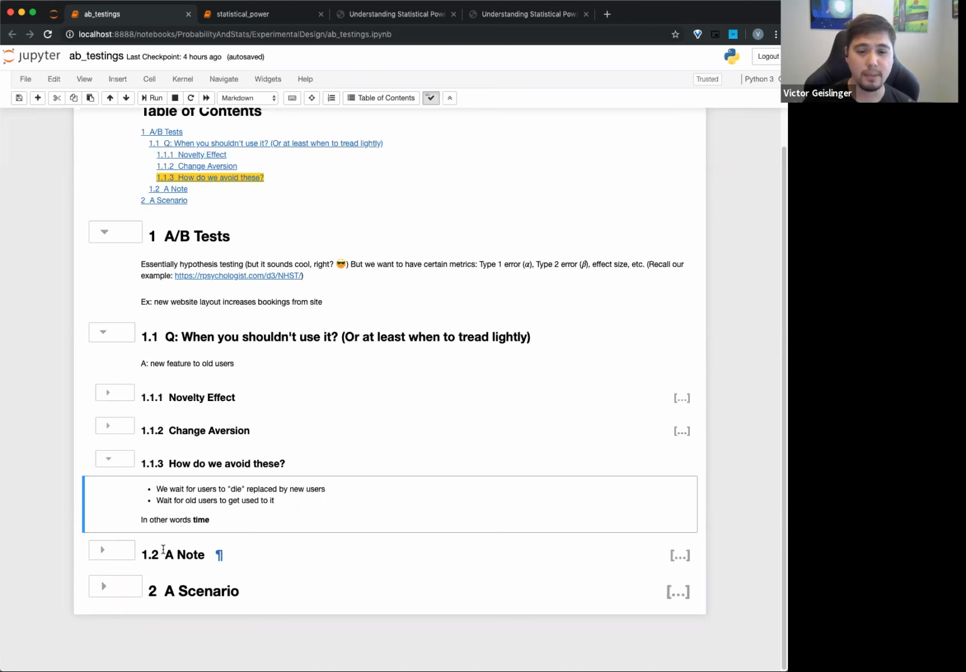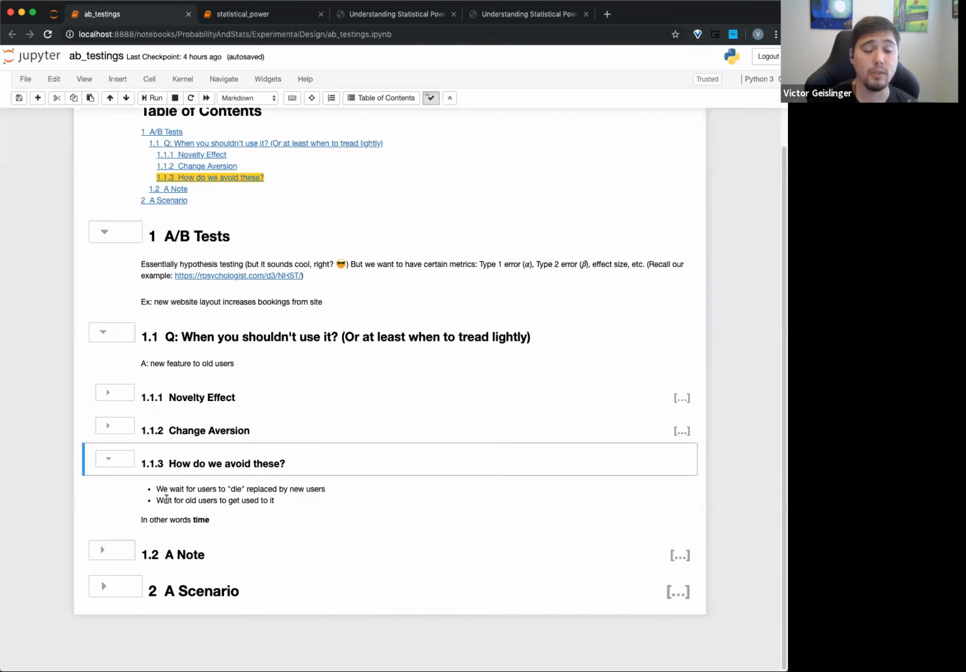So that's something to keep in consideration. And I say die, meaning there are just more people using the service, or new people who haven't been exposed to the old way of doing things. The other thing is you could just wait for users to get used to it, and this again just gives more time. So those are things to consider before you actually do an A/B test.